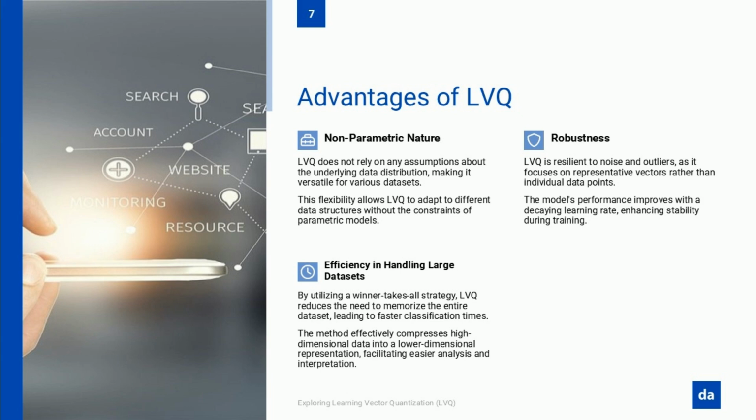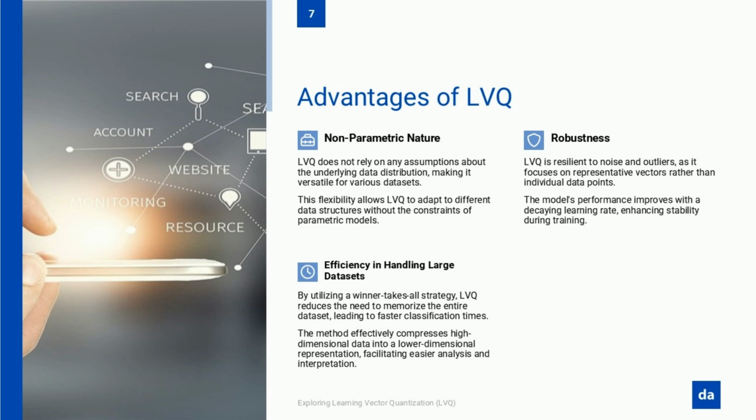But of course, no algorithm is perfect. LVQ has some challenges too. It needs careful fine-tuning, and choosing the right learning rate is crucial. If it's too high, the model jumps around without ever settling. Too low, and it learns at a snail's pace. And let's not forget about high-dimensional data. As the number of features increases, LVQ needs more representative vectors to keep up.